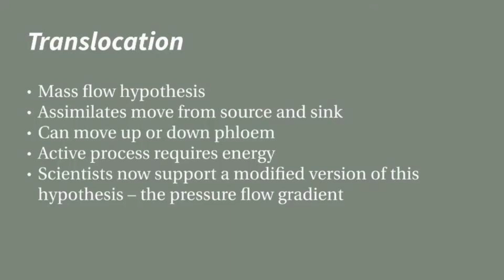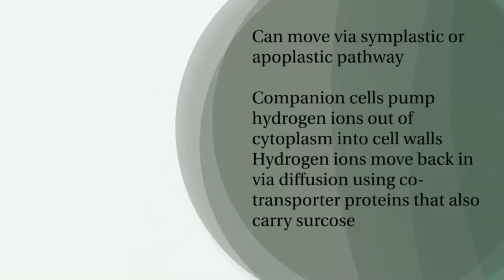So this was how he came up with the mass flow hypothesis. Okay, so now I'm going to talk about how glucose is loaded into the phloem. So in plants, as I mentioned earlier, carbohydrates are generally transported as sucrose because it's an efficient energy store, as it's a disaccharide, and also it is non-reducing and therefore has no potential for reaction during its transportation.